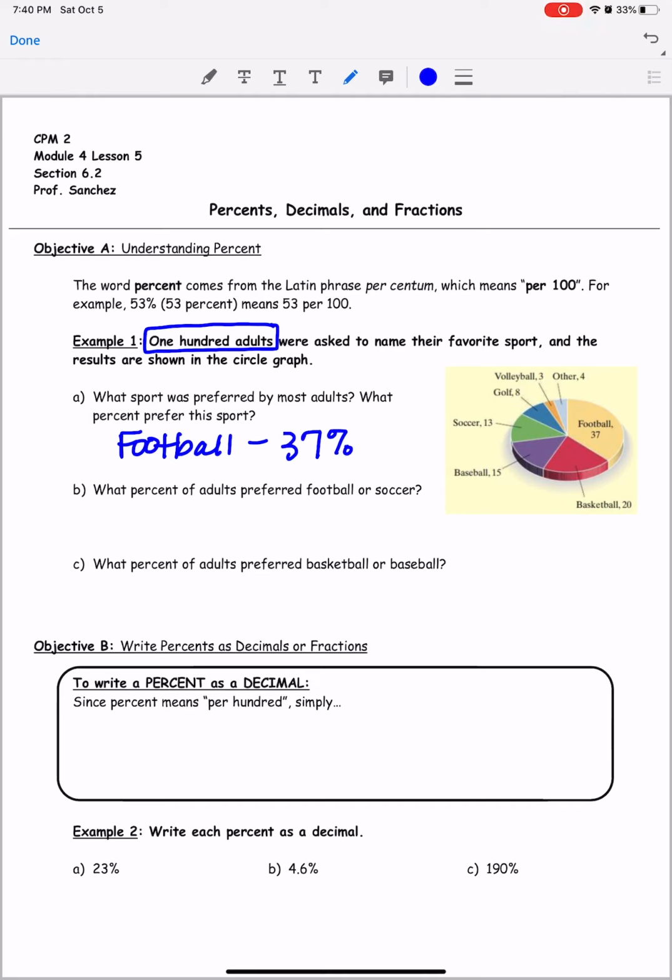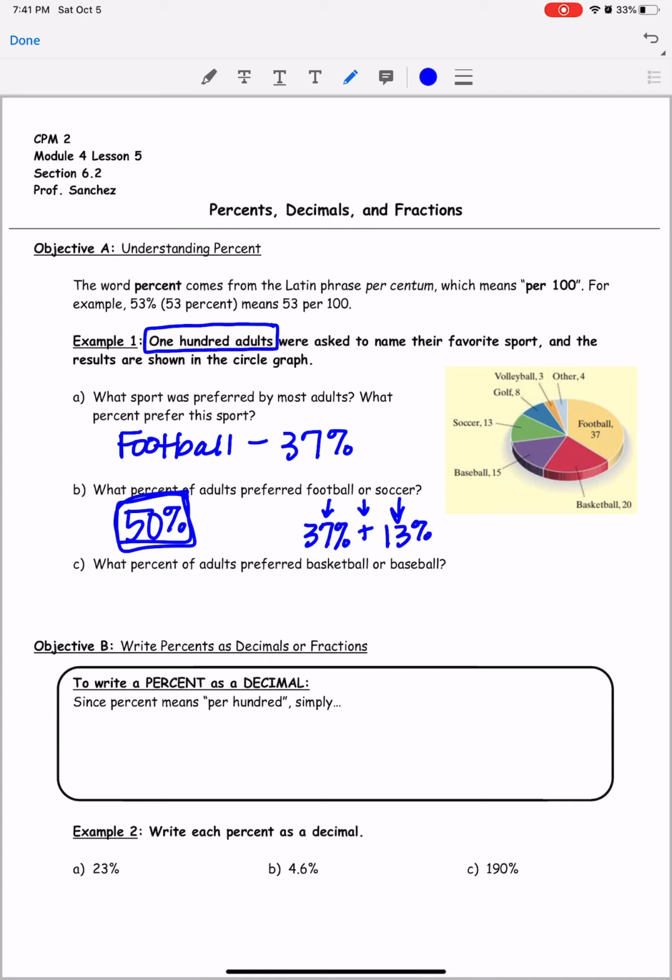B says, what percent of adults prefer football or soccer? So how many prefer football is 37%. Okay, we saw that from the last problem. Soccer, how many like soccer? It looks like 13%. And this "or" right here means that we're going to add the two together. So 37 plus 13 is going to give me 50%.